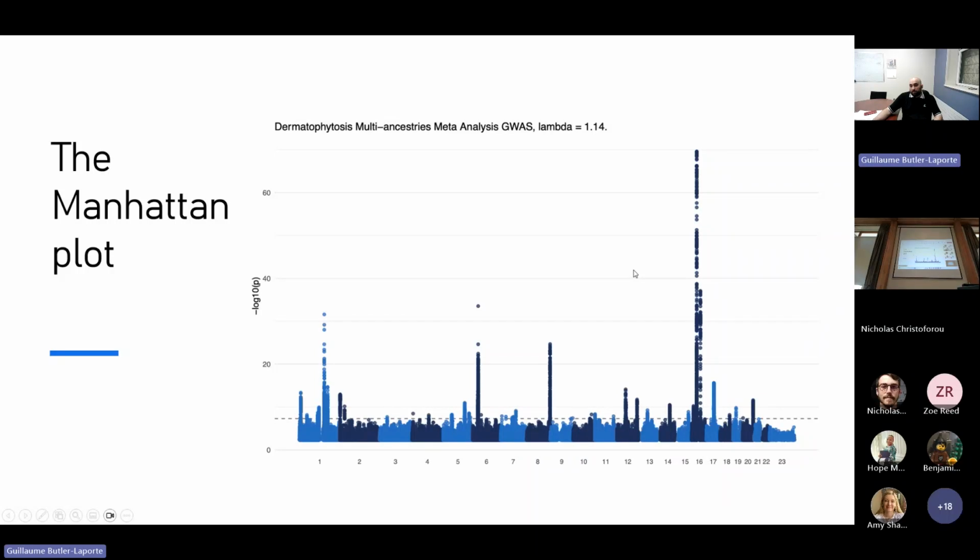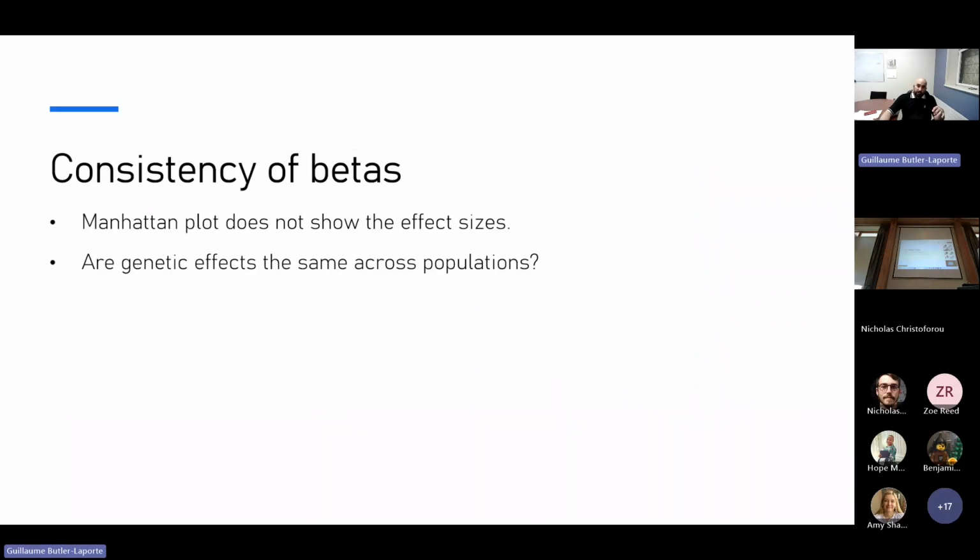And so every little column there that crosses that line, we consider to be a likely region where there is genetic association with the trait. Now, this is all about p-values. It doesn't tell you anything about the betas. And so if you're wondering, I'm going to show them a bit quickly here. I don't want to dwell on it too much.